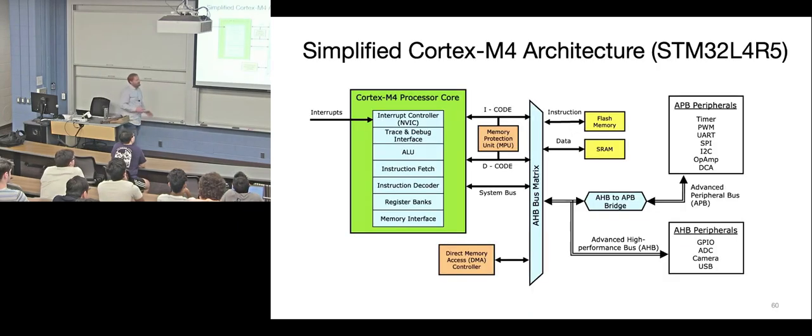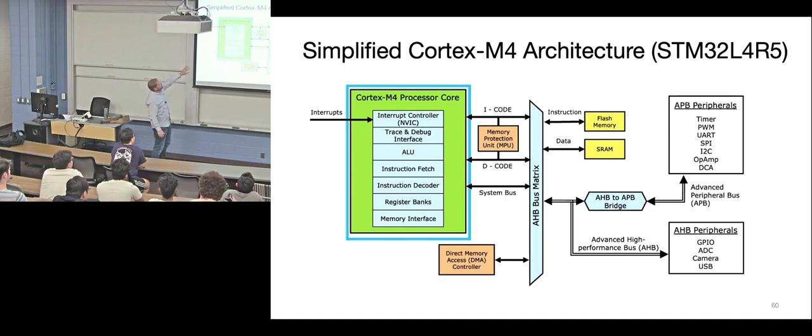Inside the microcontroller is this general simplified architecture. From 370, you learned the processor core. In the core, we have some extra things: the interrupt controller, which we'll talk about in a bit, and some debugging, so basically you can do JTAG scanning. That's an extra piece you haven't learned about yet. But you have the ALU, instruction fetch, instruction decoding, register banks, memory interfaces, that's all the same as what you had from 370. This class is about all the things that are outside the core.